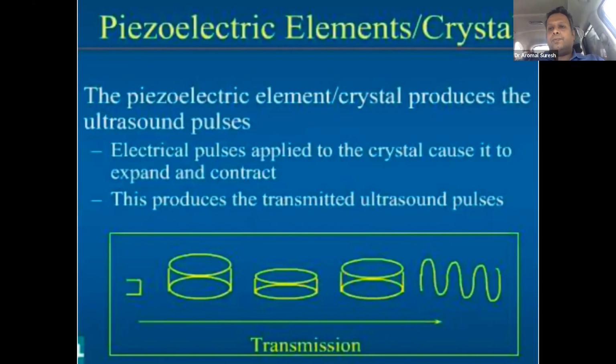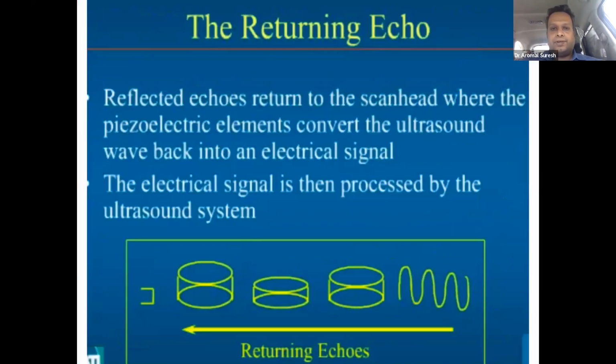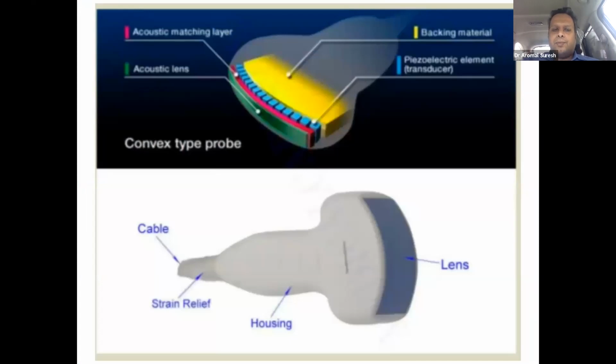Whenever you put an ultrasound probe, it has piezoelectric material. That produces the ultrasonic waves, and it receives back the waves reflected from the tissue, and those are converted back to electrical energy. That is the principle of ultrasound. A probe has piezoelectric elements. That is the most important part of an ultrasonogram.